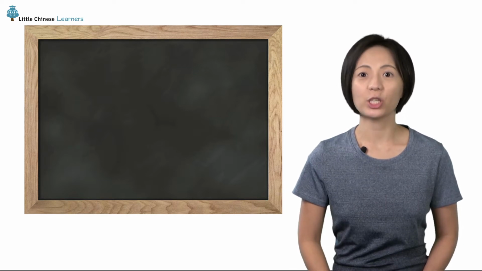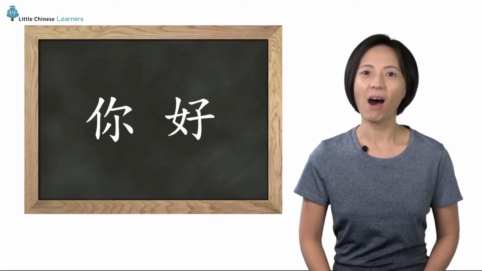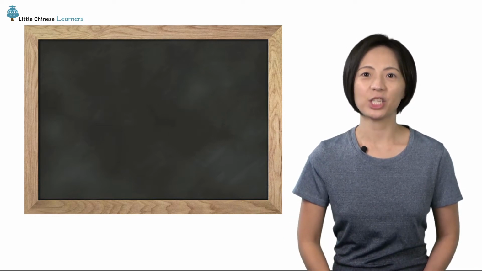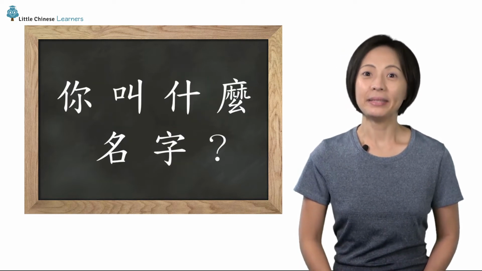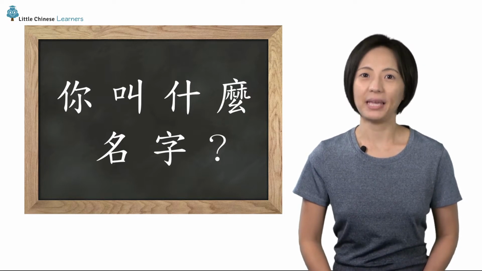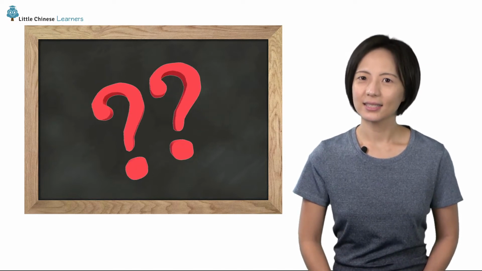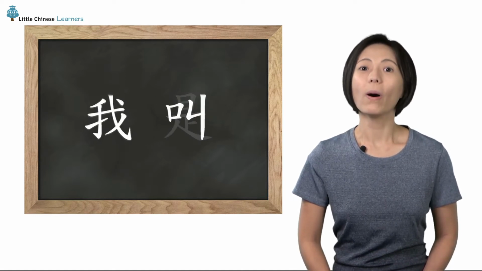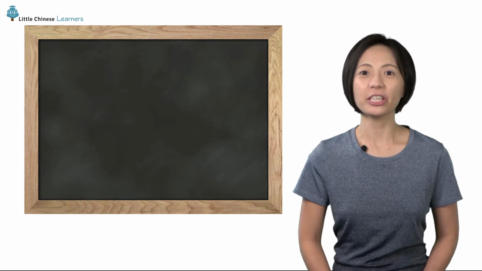How do you say hello in Chinese? That's right. 你好，你好。How do you ask for someone's name in Chinese? Perfect. 你叫什么名字？你叫什么名字？How do you respond to that question? 我是 Cindy. Or we can say 我叫 Cindy. Fantastic. Let's drop these words into our learning jar.